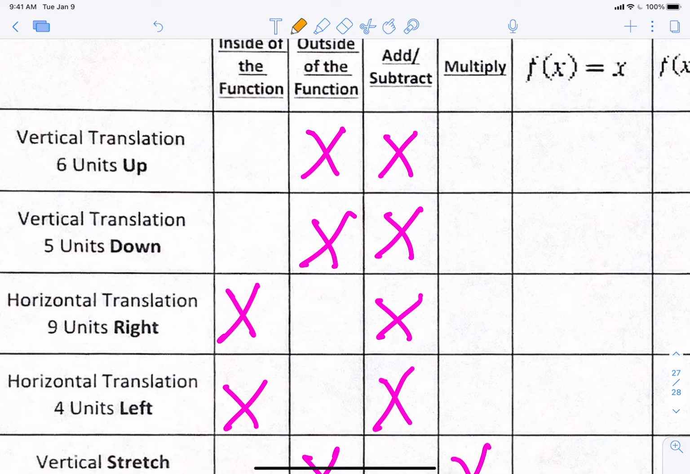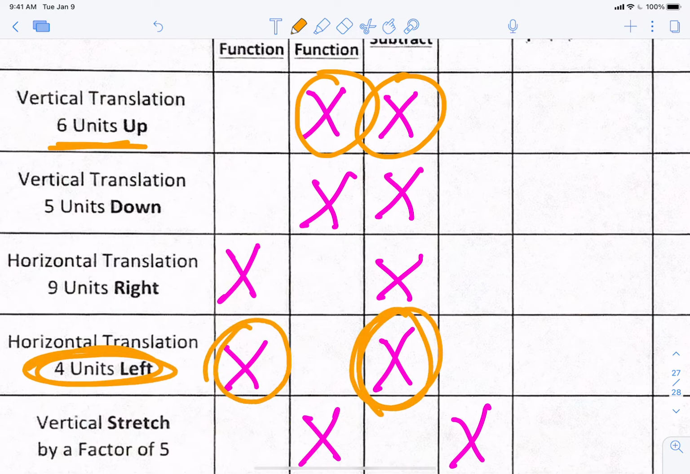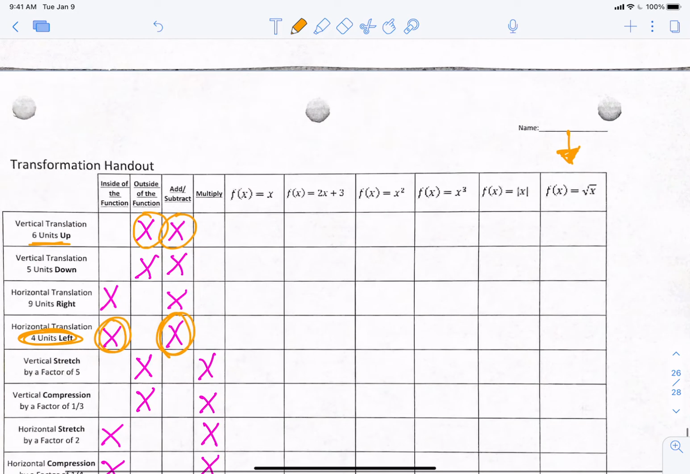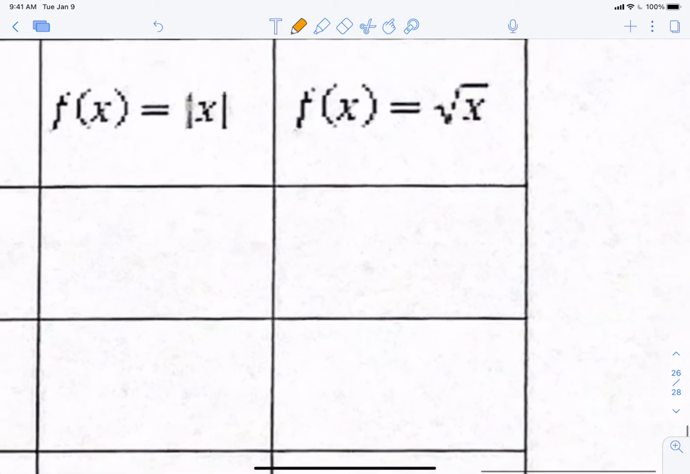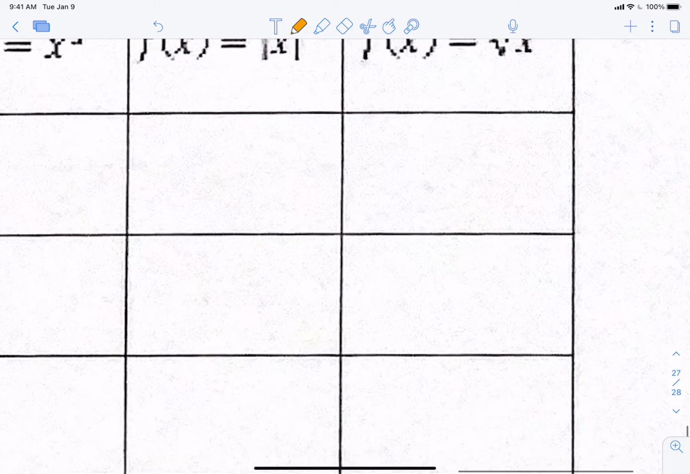When you're doing a vertical translation 6 units up, you are adding something to the outside of the function. That's kind of how you read this cheat sheet. If I'm horizontally translating something 4 units to the left, I am adding or subtracting, but I'm doing it inside the function. So we'll show what that stuff looks like. What I'm going to do, to keep from making you dizzy going back and forth, is write those things from the very left side right here.